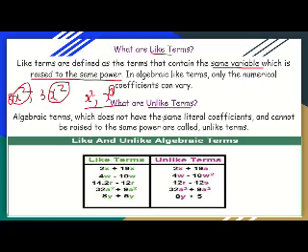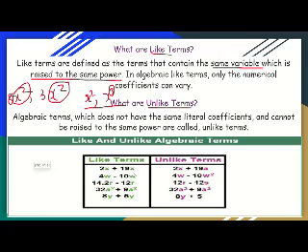Algebraic terms which do not have the same literal coefficient and cannot be raised to the same power are called what? Unlike terms. If the variable is the same and it is raised to the same power, then it is called what? Like terms. You will decide the like terms based upon the variables and their powers. So the numeral coefficient of the variable might differ. Here you can see some examples for like and unlike terms.